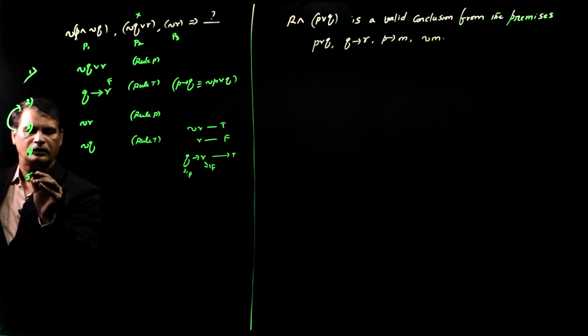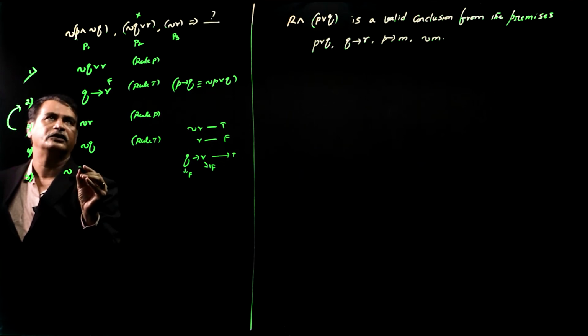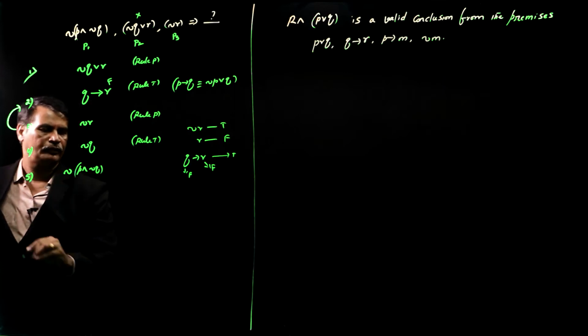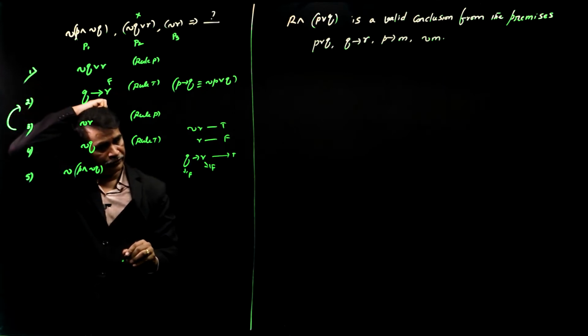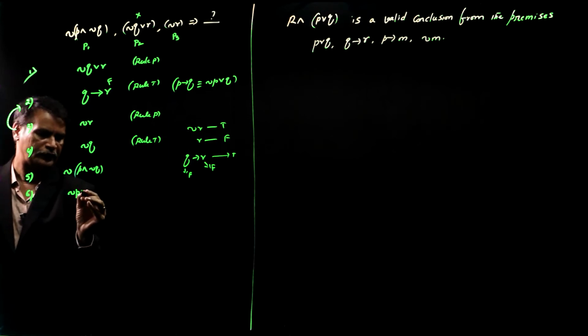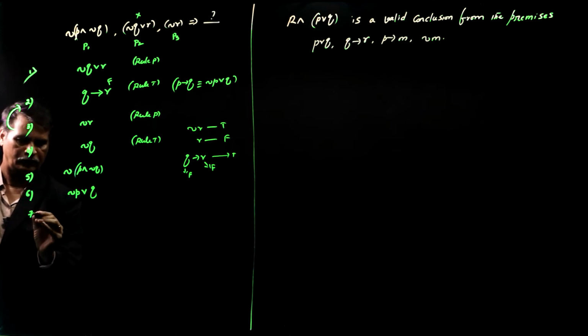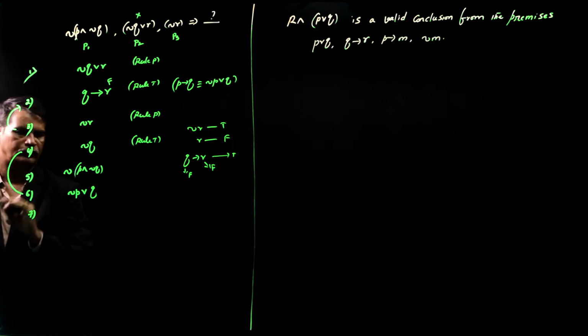Next, one more premises, negation of P and negation Q. Try to implement De Morgan's law for this. Negation P or negation of negation Q. Now you try to use these two steps.